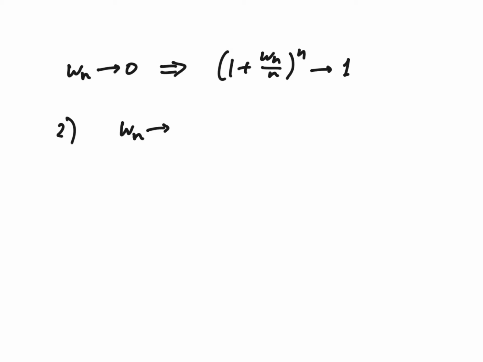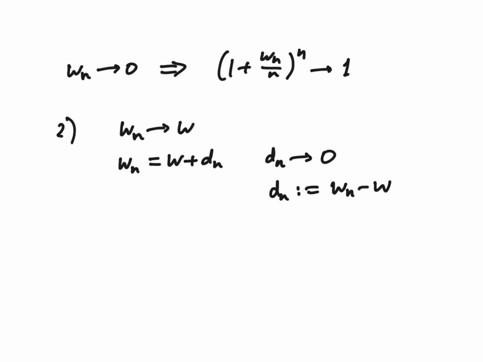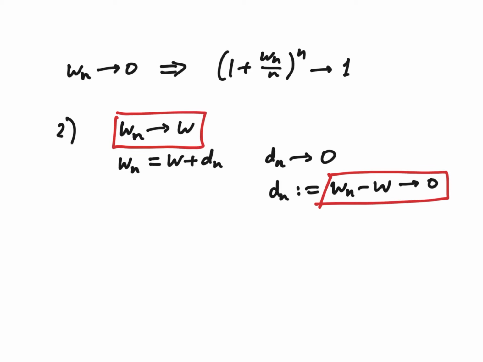Okay? So what we conclude is that if Wn is approaching 0, then (1 plus Wn over n) to the n is approaching 1. Then the general case works like this. If Wn is approaching W, then we can write Wn as W plus a difference, where the difference is going to 0. So in other words, dn is defined as Wn minus W. And that's going to 0 because that's equivalent to just saying that Wn is approaching W. These are equivalent formulations.